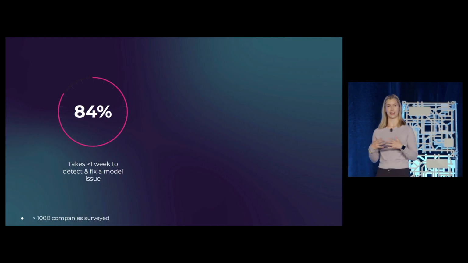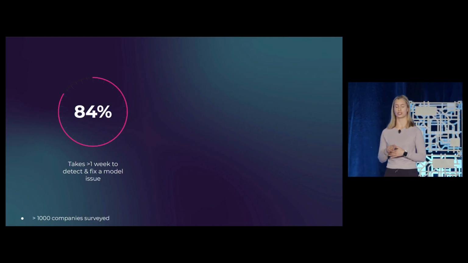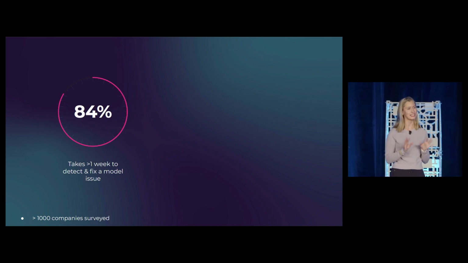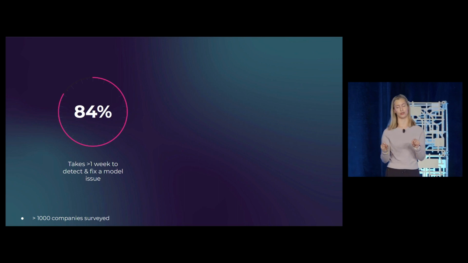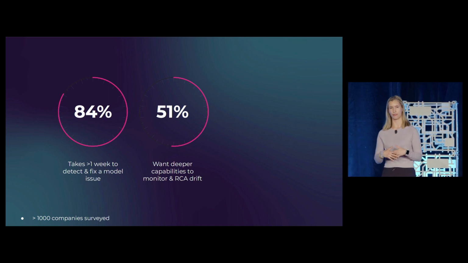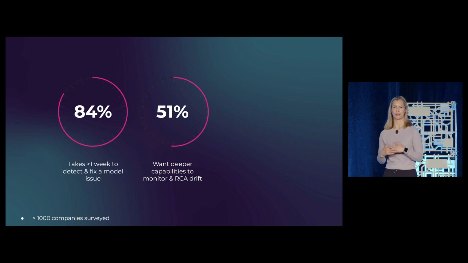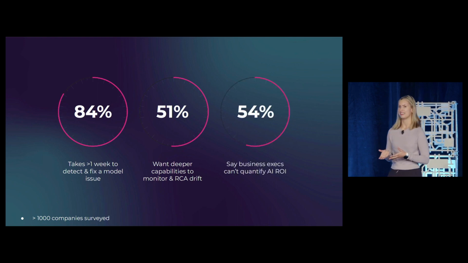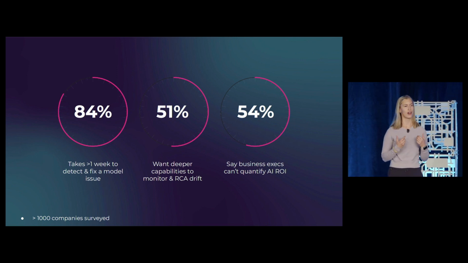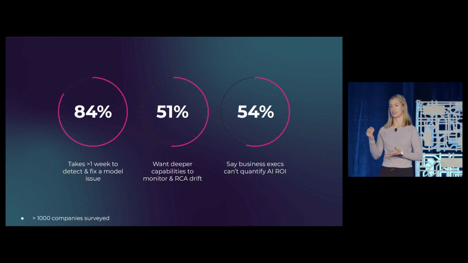Arise did a survey over 1,000 companies. A majority of those surveyed were machine learning engineers, and we found that 84% of teams say that it takes at least a week to actually detect and fix an issue in production. 51% say that they want deeper capabilities to actually monitor and perform a root cause analysis for drift, whether it's feature drift, whether it's performance drift. There are various types of drift that kind of seep in. And then 54% of teams say that business executives have a hard time actually quantifying the return of investment on these models. So not only do these models break, but a lot of times it's difficult to say how much you're losing if this model's underperforming.